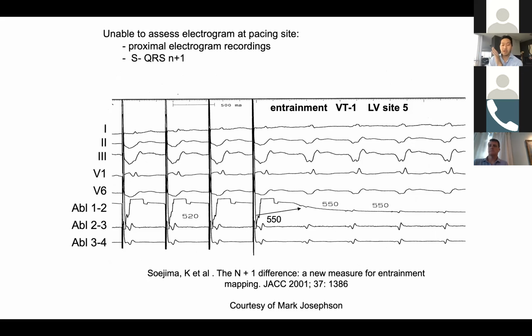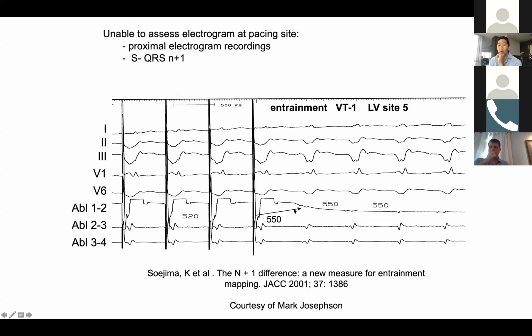No entrainment talk is complete without the N+1 difference. This is from Sojima now 19 years ago. The idea is predicated upon the fact that you get these huge saturation. Here you can see they've clipped on ablation 1-2. You can see they're guilty of clipping it. You would see this huge thing there, and then you cannot tell the local electrogram as clearly as maybe 3 cycles down the road.